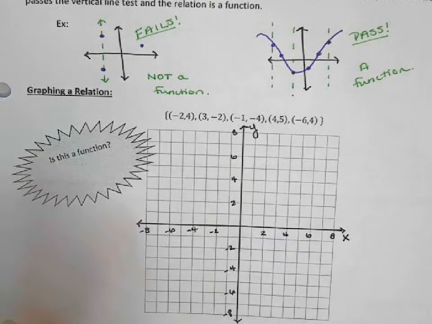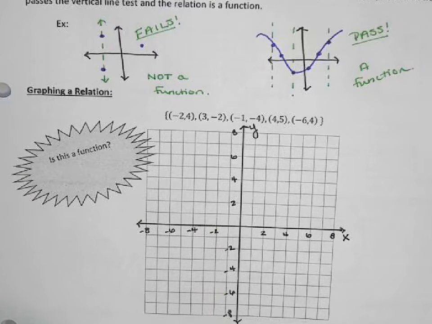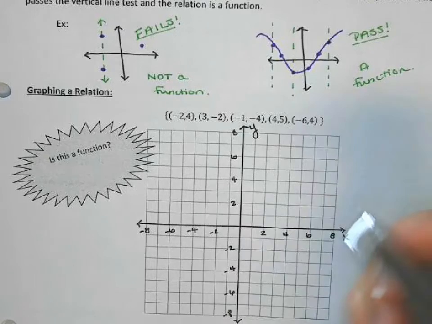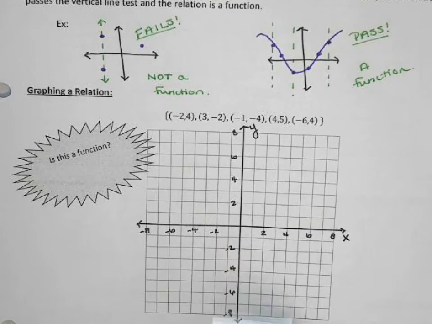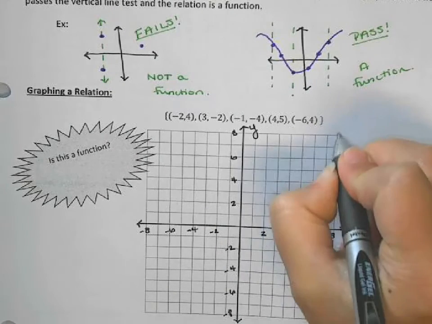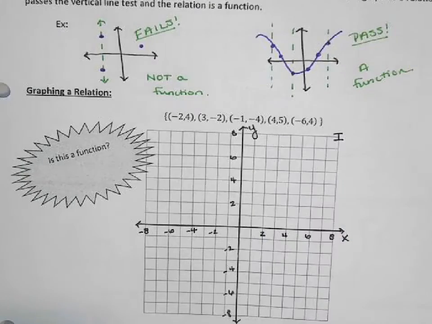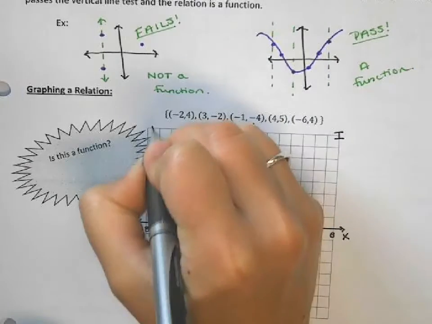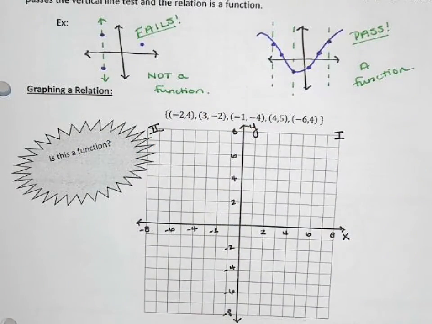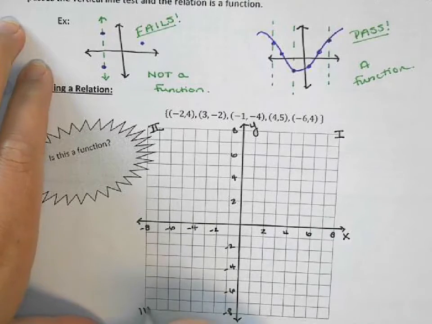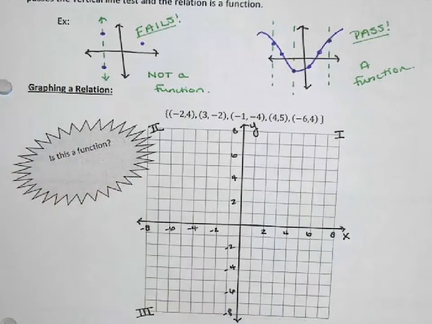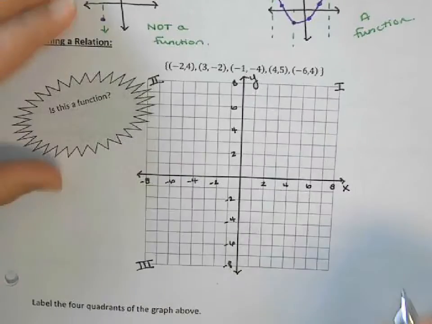Okay. So plotting these points. Actually, before we even plot the points, I want to tell you about quadrants. When you draw in your y and your x axis, it breaks it up into 4 parts. They're called quadrants. This is your quadrant 1. This over here is quadrant 2. This one down here is quadrant 3. And this one over here is quadrant 4.